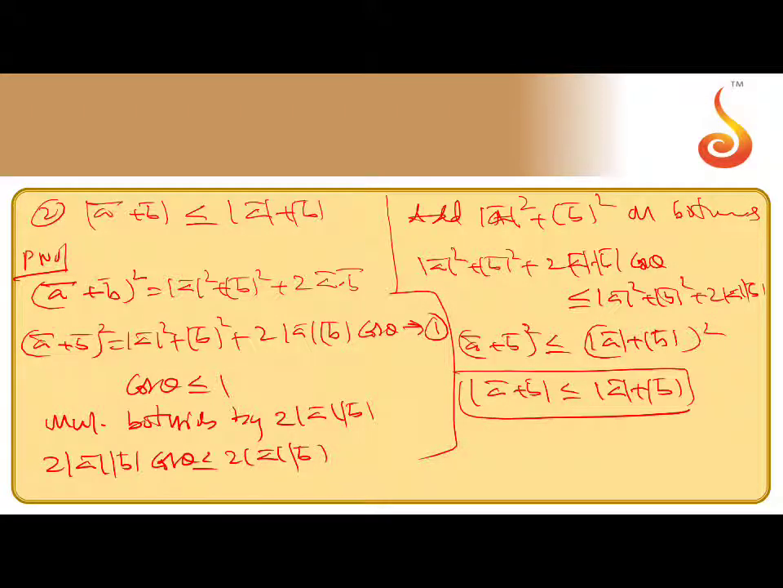This is the derivation. Is it clear? Once again, first you take a bar plus b bar whole square, which is magnitude of a square plus magnitude of b square plus 2 a dot b. Now we know that a dot b equals magnitude of a into magnitude of b cos theta. We have cos theta less than or equal to 1. Multiply both sides by 2 into magnitude of a into magnitude of b. Because we are multiplying by a positive quantity, the inequality does not change. So 2 into modulus a into modulus b cos theta is less than or equal to 2 modulus a modulus b. And add modulus a square plus modulus b square on both sides.